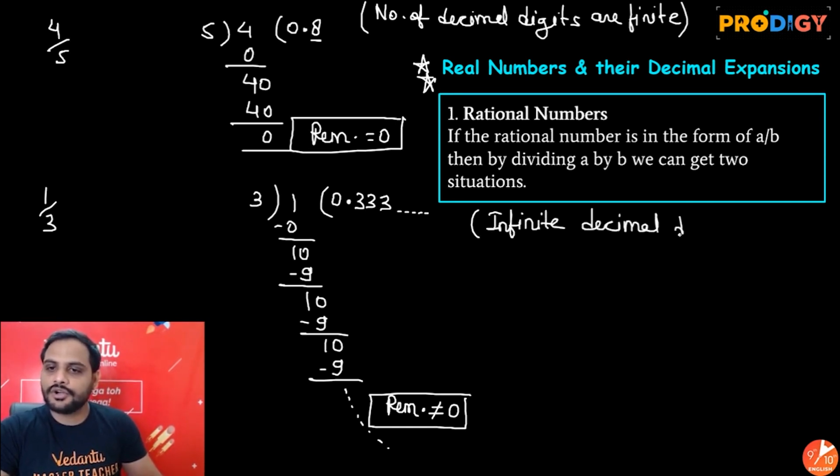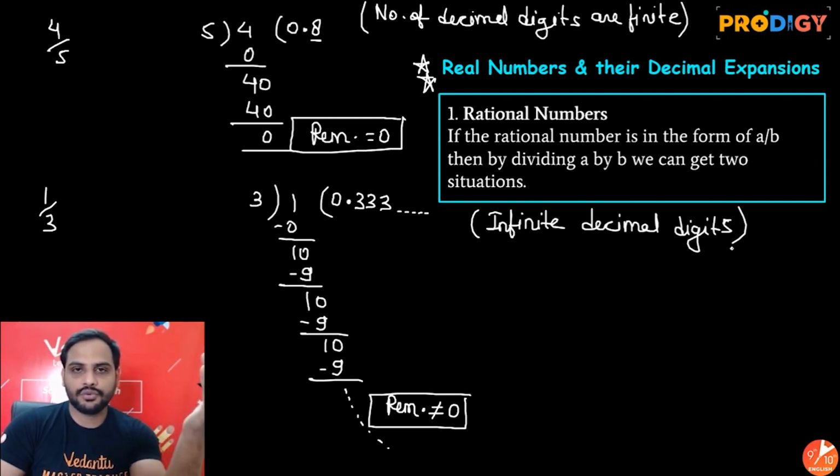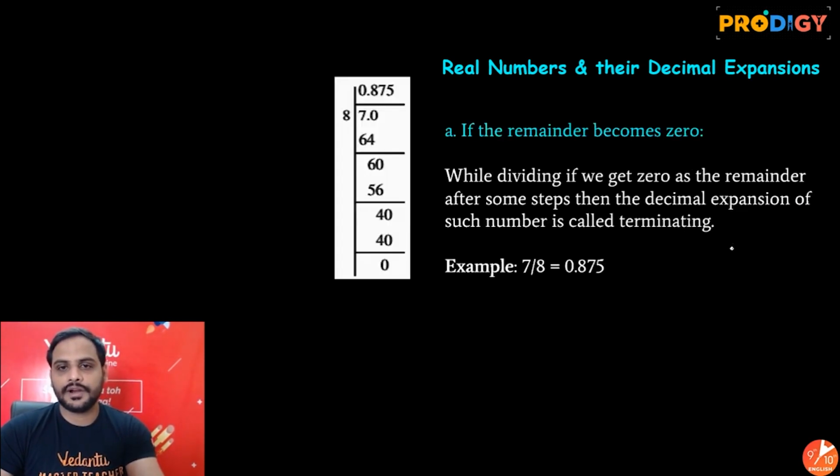So we have got two cases. One is finite decimal digits, one is infinite decimal digits in the case of rational numbers. I'm talking about rational numbers right now. In the case of rational numbers, there are two possibilities I have seen. One is when the remainder becomes 0, in which case the quotient has a finite number of decimal digits. The second case is when the remainder never becomes 0, in which case there are infinite decimal digits in the quotient. So these are the two types of decimal expansion.